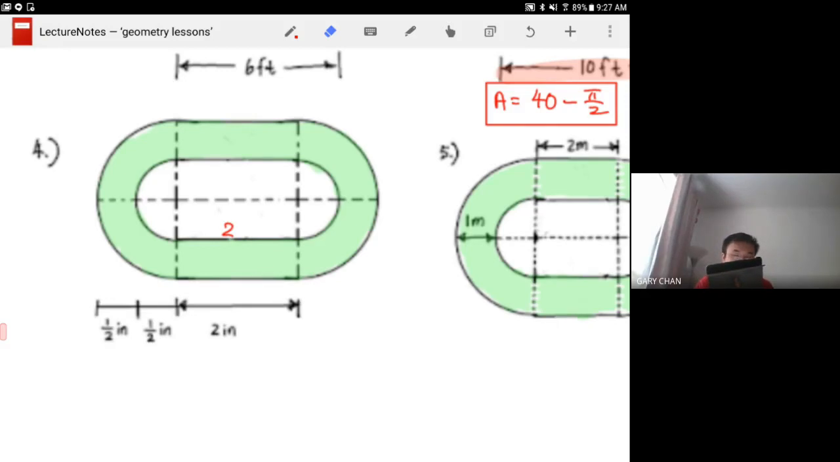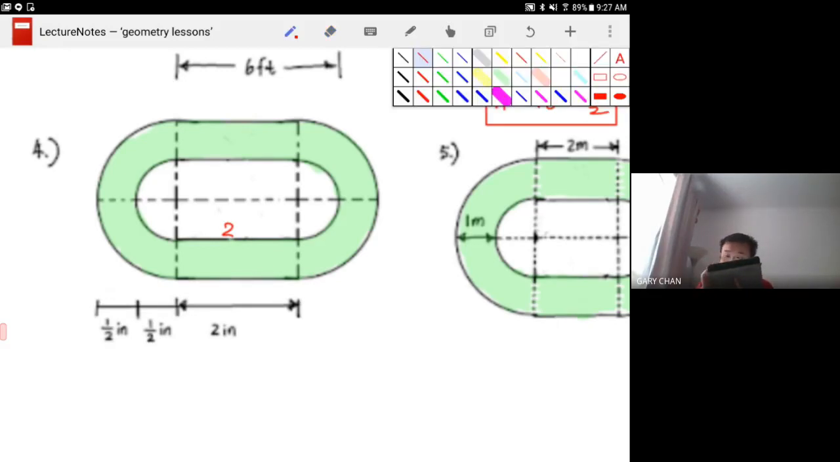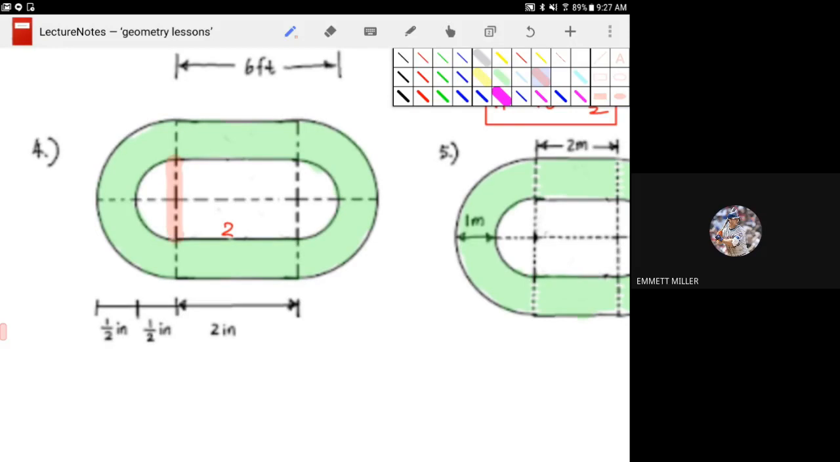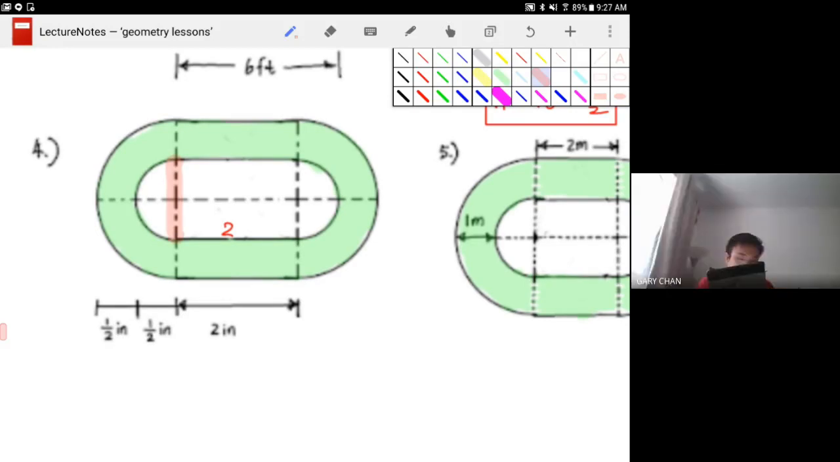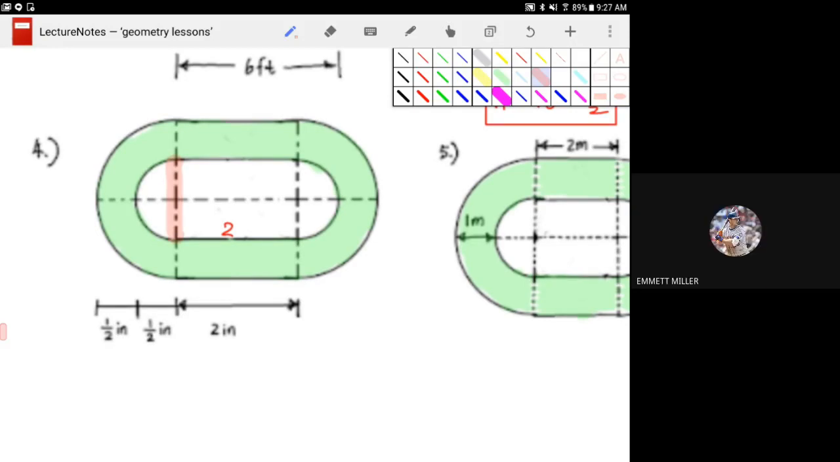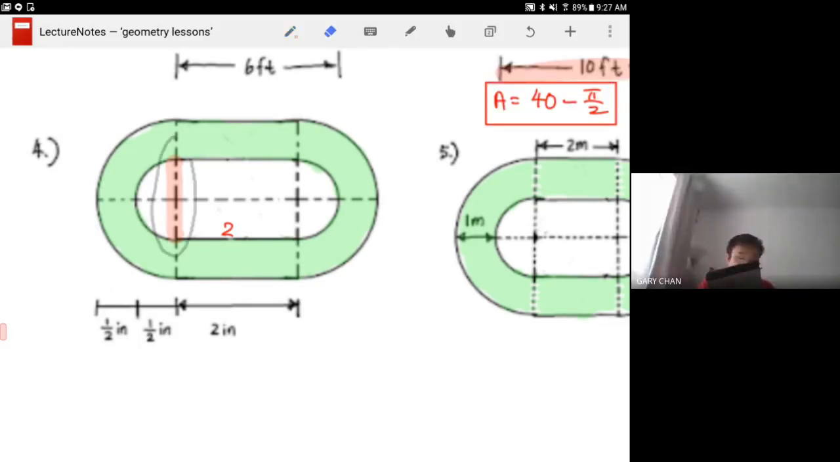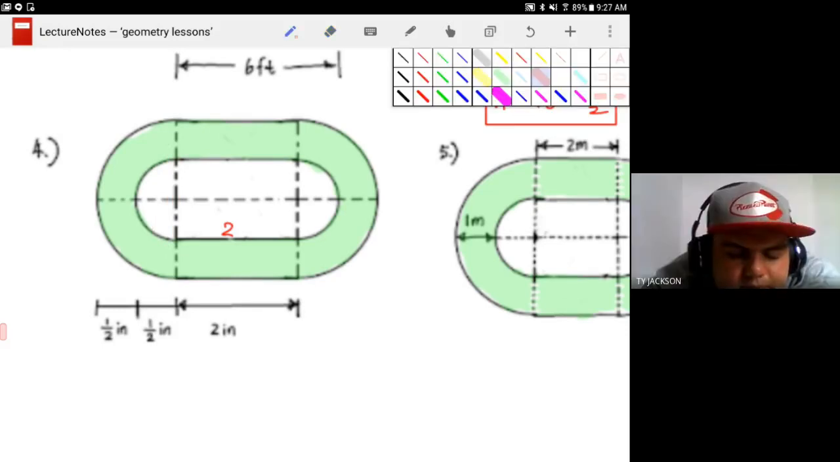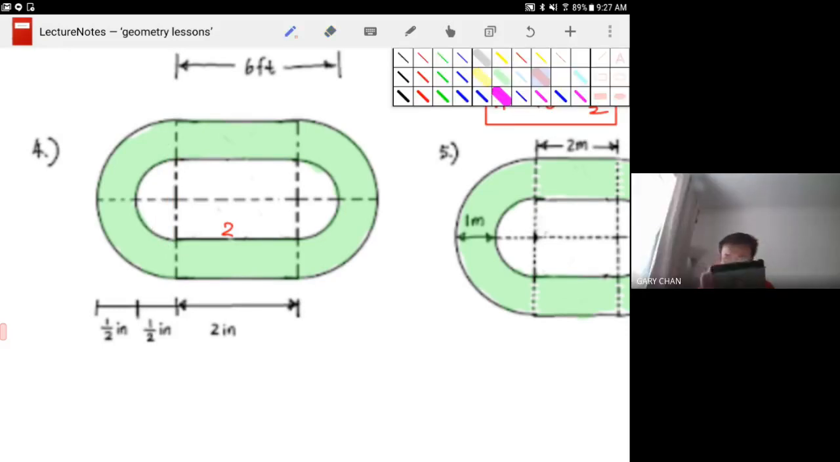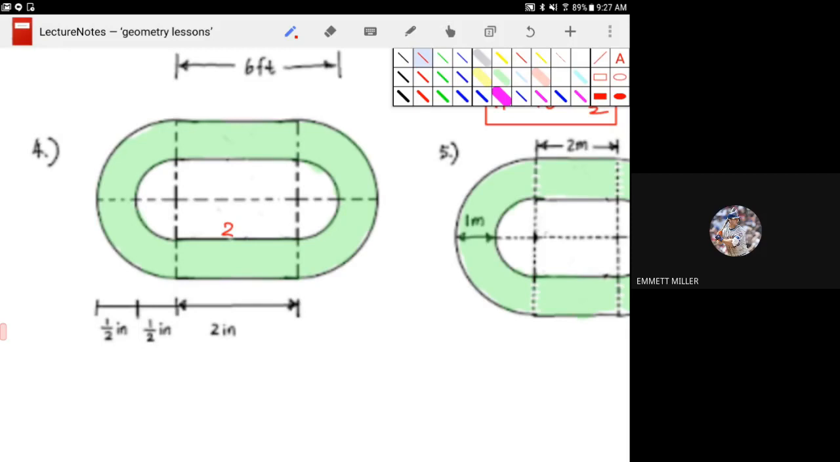What about the height though? We know that the radius is 1/2, so the diameter is 1. That's true. Can you follow what Emma just said? Say that one more time. The radius is 1/2, so the diameter is 1, and the diameter is also that side.